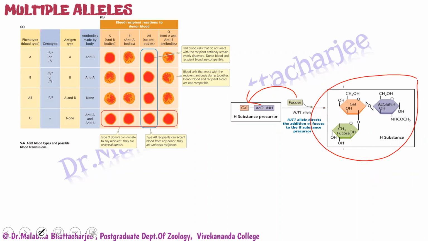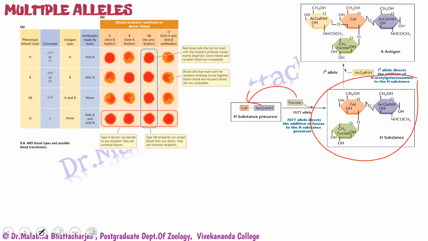Now, as I said, both IA or IB allele can code for an enzyme known as glycosyltransferase. And these enzymes now add a terminal sugar to this H substance. If it is the IA allele, the enzyme that the IA allele codes is glycosyltransferase, and this glycosyltransferase then adds N-acetylgalactosamine to the H substance.